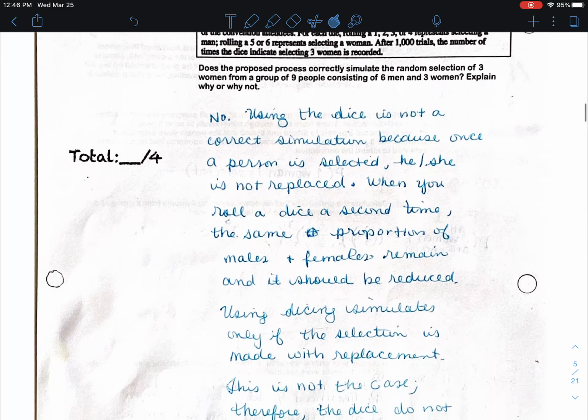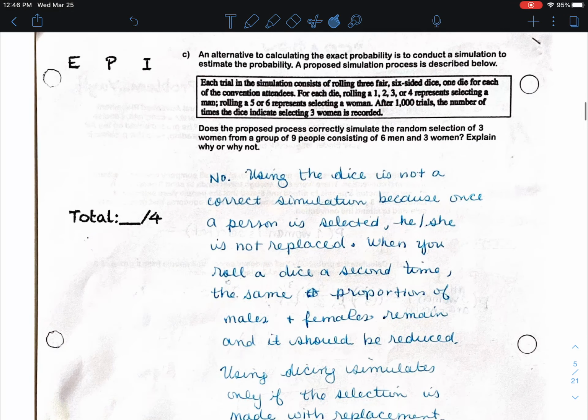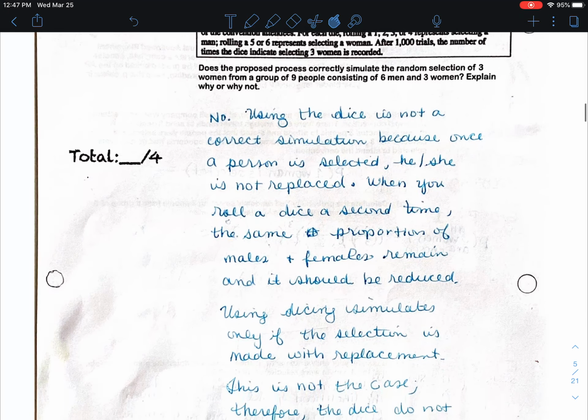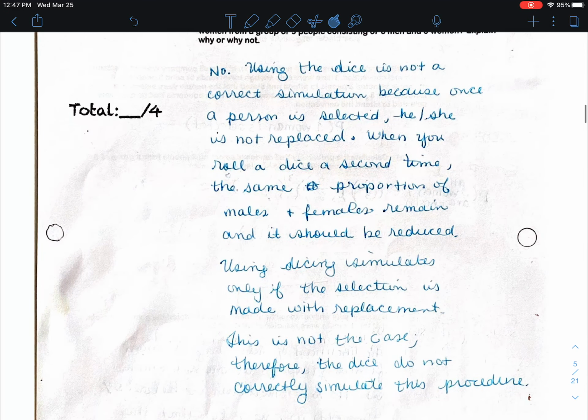Then on the back, and you can pause this to read my description, it's talking about using dice to simulate this, and would that be okay? Dice would not be okay to simulate this. I think you could read this description and get the gist from my answer. I don't need to explain anything.